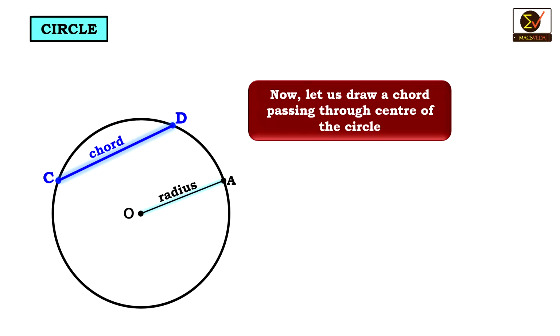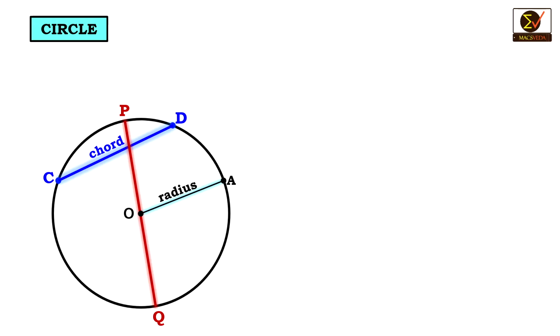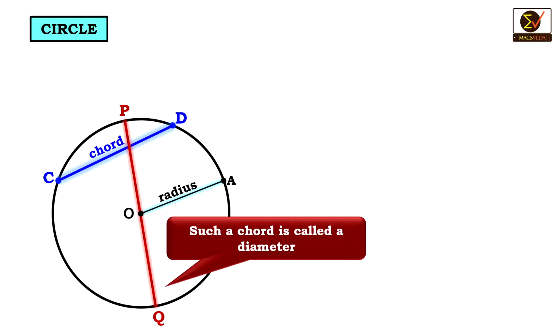Now let us draw a chord passing through the center of the circle. Now this is also a chord joining two distinct points on the circle, but it is passing through the center of the circle. Such a chord is called a diameter. We call it as a diameter of the circle. And if you observe, OP is radius, OQ is radius. So diameter is 2 times radius. Please note that.